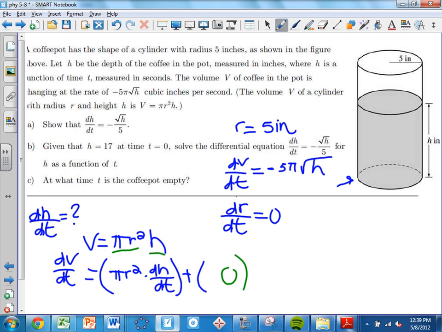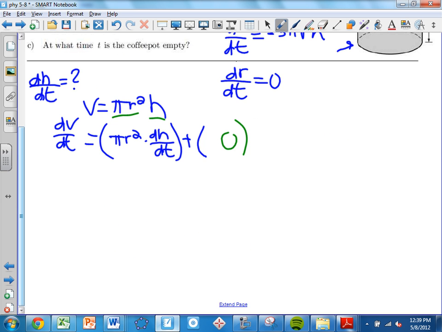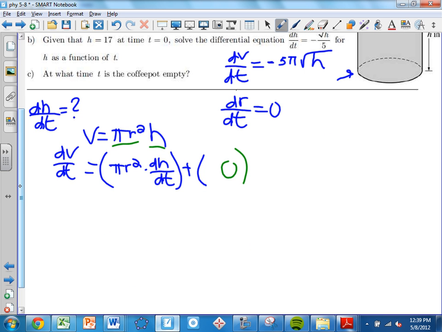Let's plug in. Let's take our value for dv dt and plug it in over here. So that's negative, right? Yep, negative 5 pi radical h equals pi r squared dh dt.